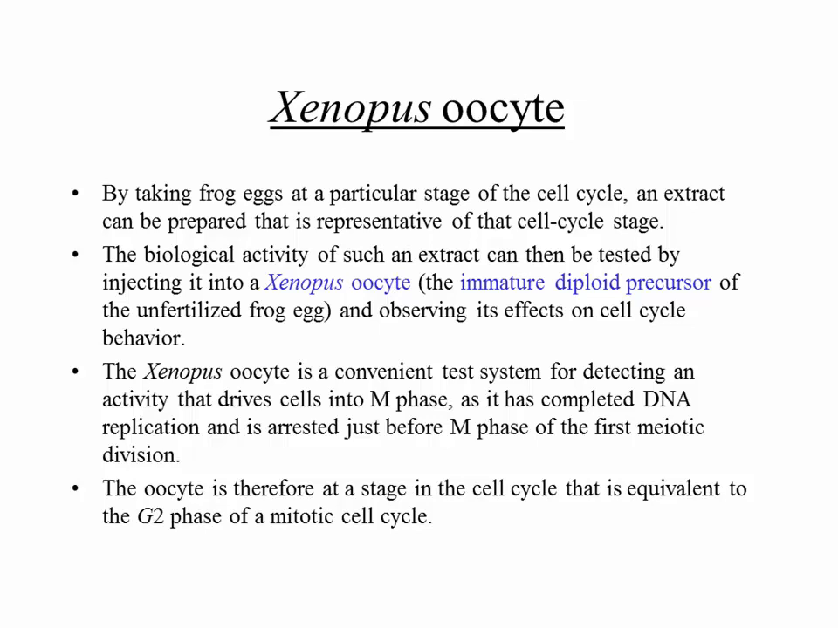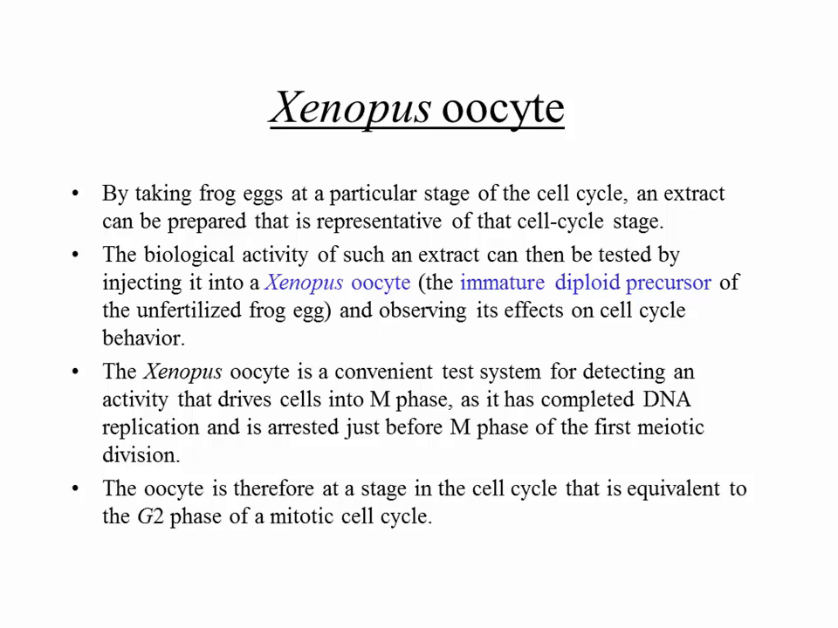But to test the activity, you are going to use what is called a Xenopus oocyte, which is the immature diploid precursor of the unfertilized frog egg. So it still hasn't become a frog egg. It's still diploid, so the DNA replication has already taken place, but it is arrested just before the first meiotic division. So the biological activity of such an extract can be tested by injecting it into a Xenopus oocyte and observing its effects on cell cycle behavior.